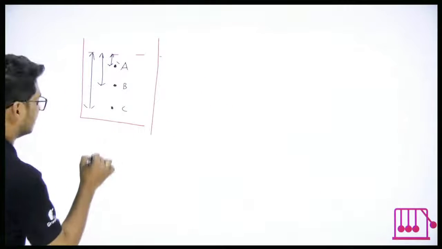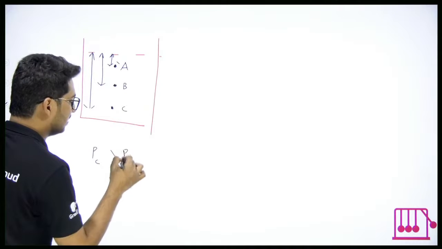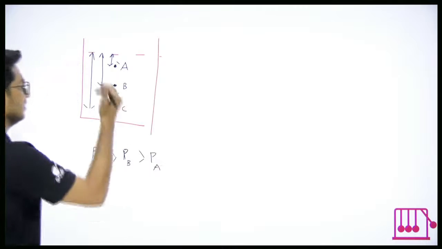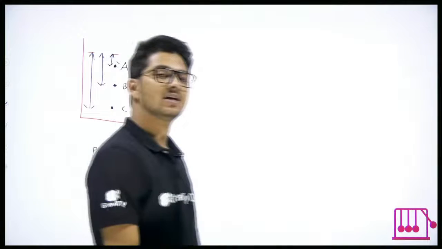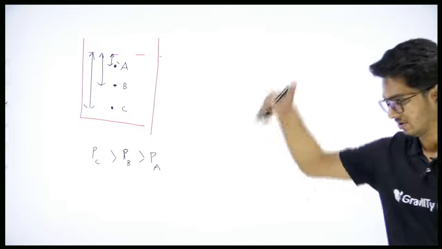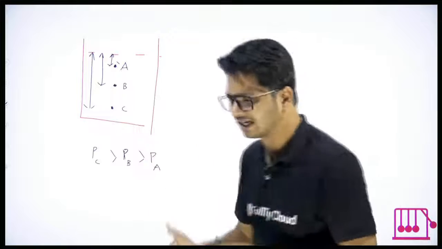So what it means is pressure at C, the greatest depth, is greater than pressure at B is greater than pressure at A. C, B, A. That's how the order is. As you go down, as depth increases, it increases. It's simple, right? It's easy to understand also.